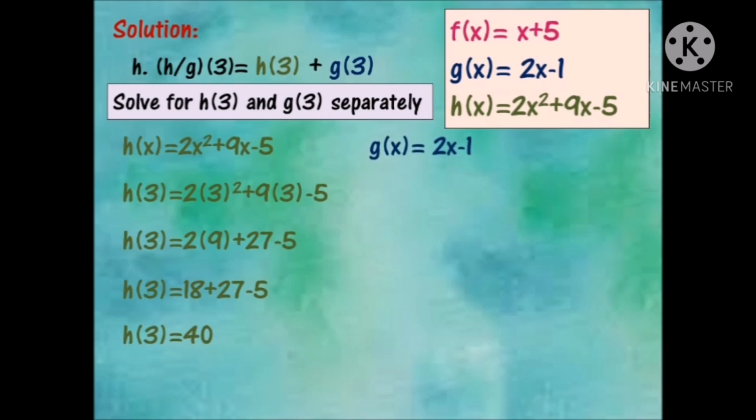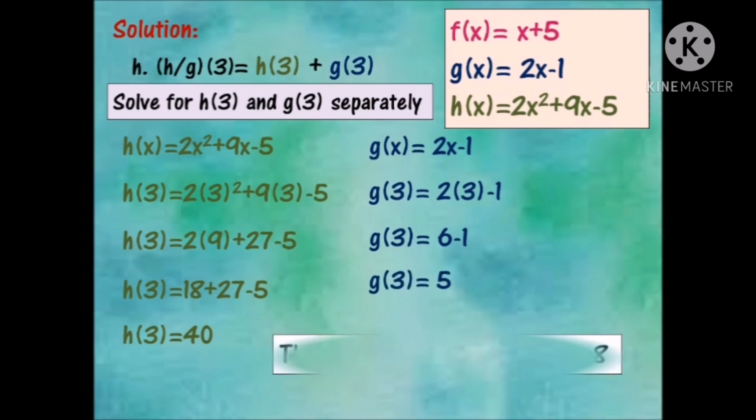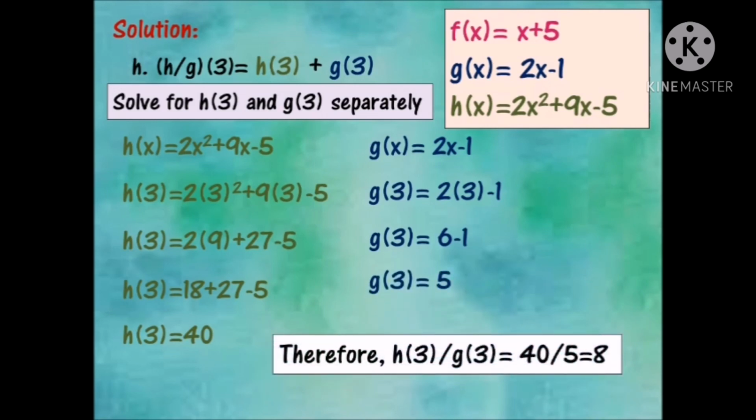Again, next, g of x naman is equal to 2x minus 1. So, let's substitute the value of x which is 3. So, g of 3 is equal to 2 times 3 minus 1. So, simplify natin siya. 2 times 3 that is 6 minus 1. Then, g of 3 is equal to 5. Therefore, h of 3 over g of 3 is equal to 40 divided by 5 and that is equal to 8.